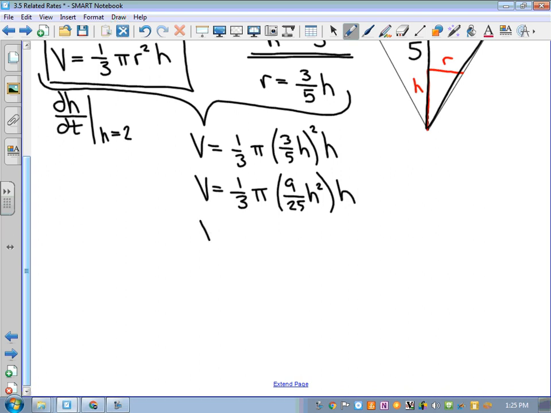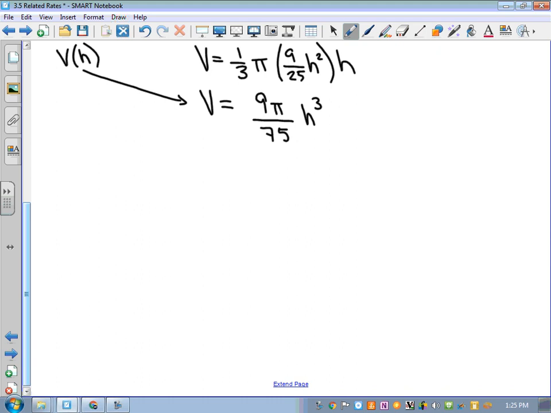So I get that volume is a function of height, and that's why function notation is so nice, that really what this is at this point is the volume as a function of the height of the water. In this case, we will multiply all the numerators, so I will have 9 pi over 75 h cubed. Definitely a bit of an odd formula there, but the advantage now is that we are able to simplify and work with this and relate dV over dt to dH over dt. The way that we do that is by introducing our derivative.